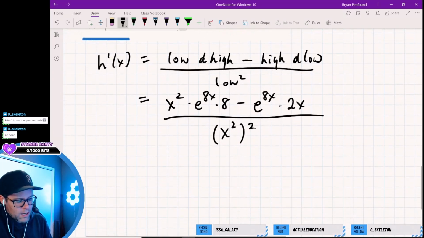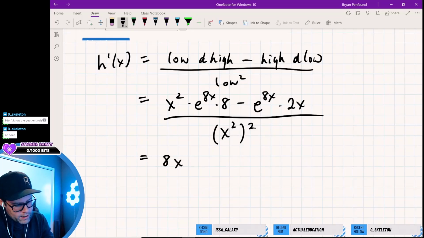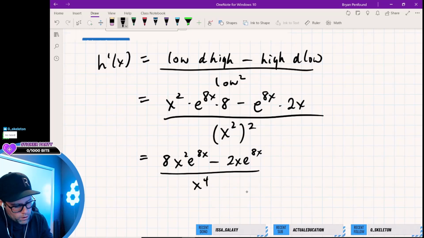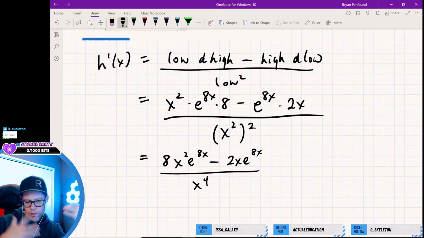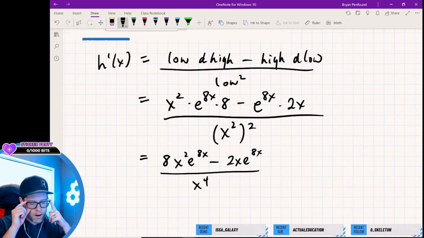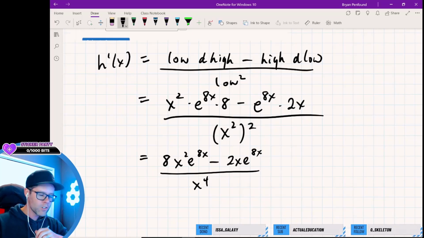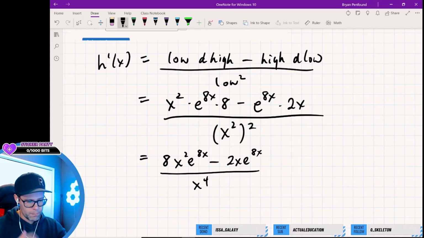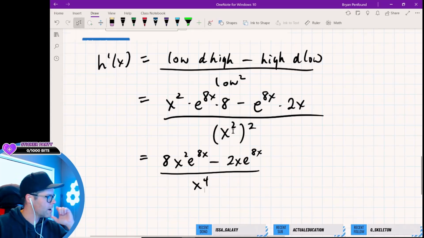So we could clean this up a touch. I would recommend cleaning it up just a little bit. I might write this as 8x squared e to the 8x minus 2x e to the 8x all over x to the 4. So I would probably go to here. There is a little bit of factoring you can do, but it's not super helpful with regards to simple derivative questions like this. If we're doing something else, like trying to set this derivative equal to 0, maybe factoring's helpful. But this is probably good enough for what we need to do right now.